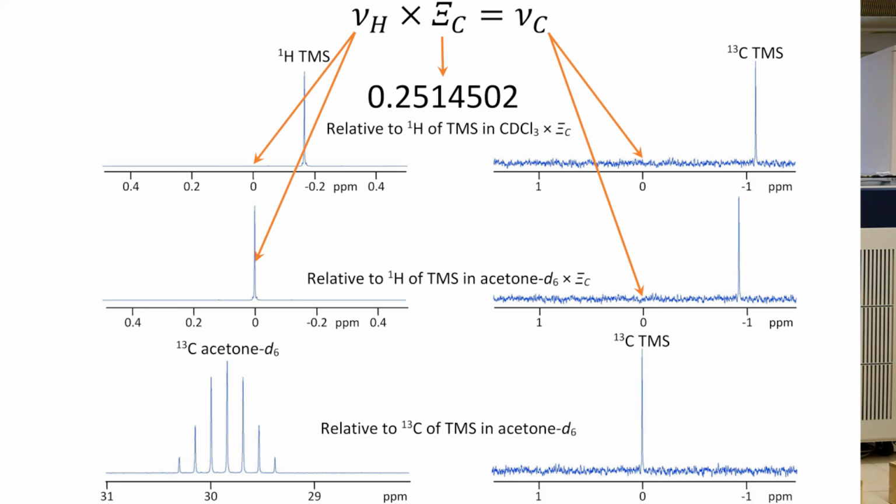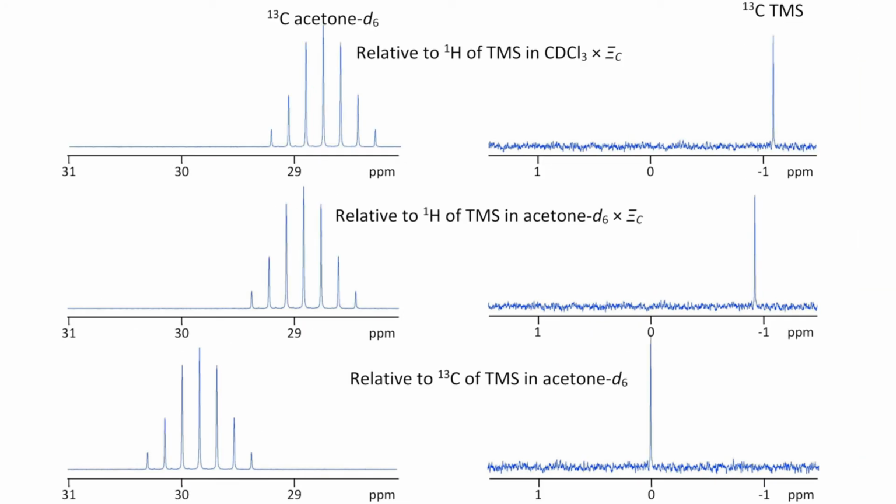There are three common ways of referencing chemical shifts. One, relative to the signal of the same nucleus in the same sample. Two, relative to the signal of the proton in the same sample, multiplied by a standard ratio. And three, relative to the proton signal of a standard sample under standard conditions, multiplied by the standard ratio. The standard signal being dilute TMS in deuterochloroform at 25 degrees C under air.